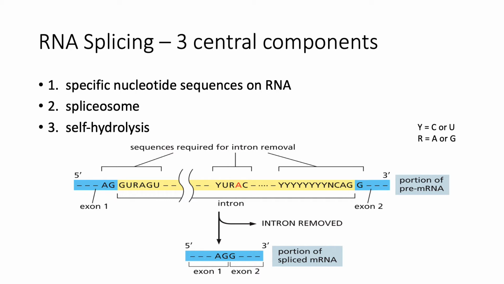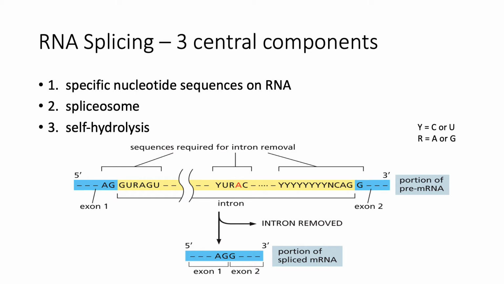So the question was, how on earth does the cell recognize what's an exon and what's an intron? Because there's really no difference between them. It's just RNA sequences. But it turns out that there are specific nucleotide sequences that are conserved between every exon and intron. And that's what's shown on this figure here. The exons are shown in blue, the introns are shown in yellow. And so we have labeled exon 1 and exon 2. And of course, you can have 10, 20, 30, 50, hundreds of exons that need to be removed.